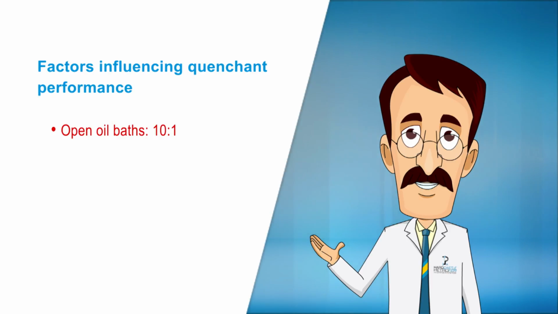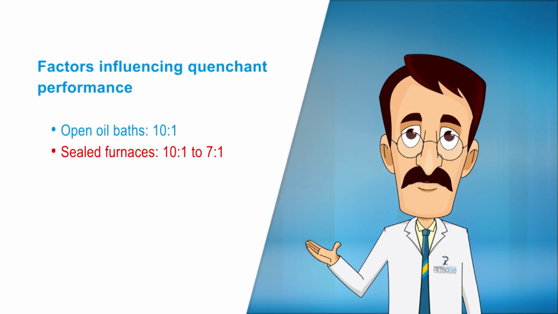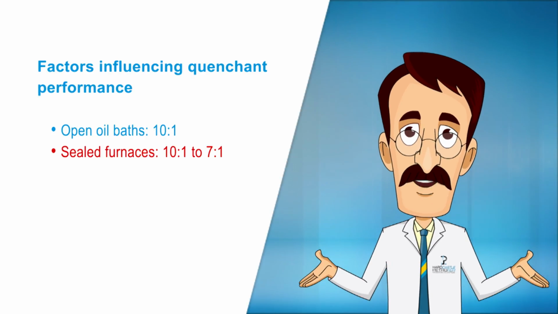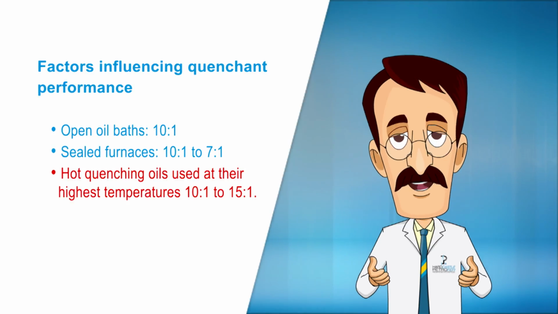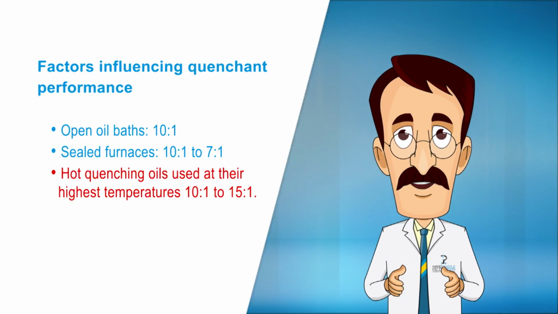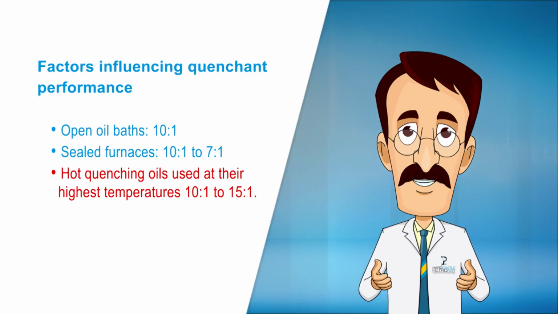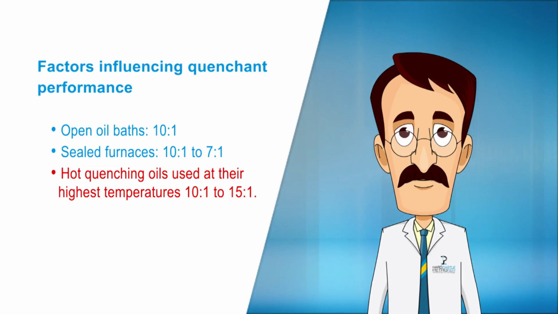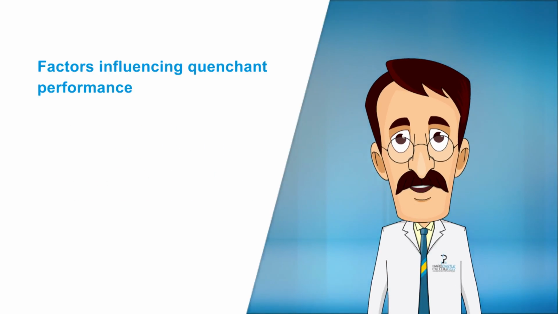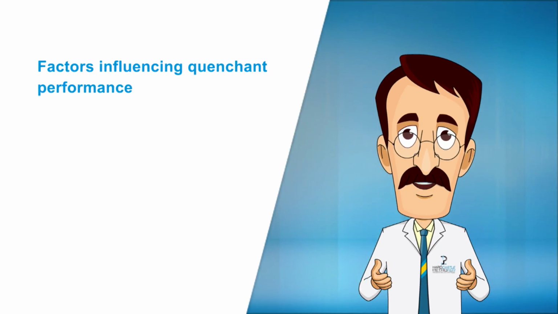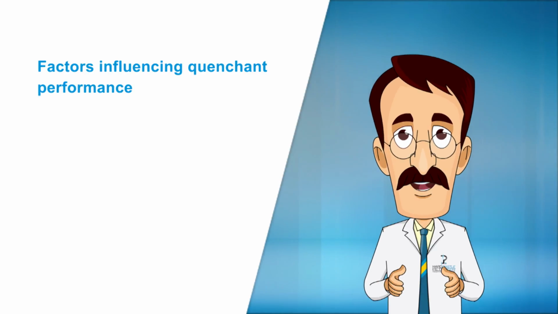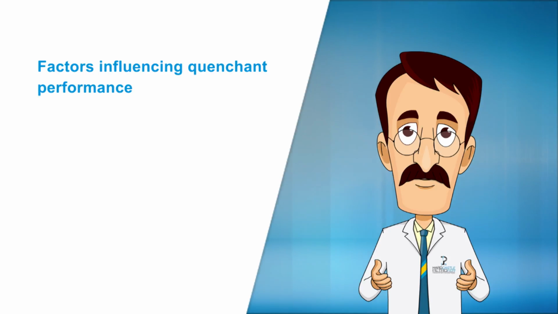Open oil baths 10:1. Sealed furnaces 10:1 to 7:1. Hot quenching oils used at their highest temperatures 10:1 to 15:1. These values can also be used where quenching of small batches at short intervals takes place, and the hourly throughput of steel is then used in the calculation.